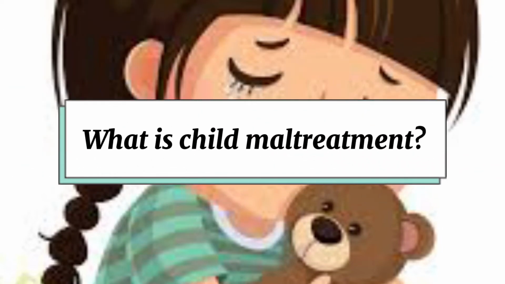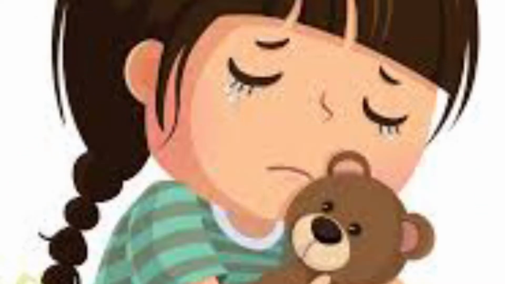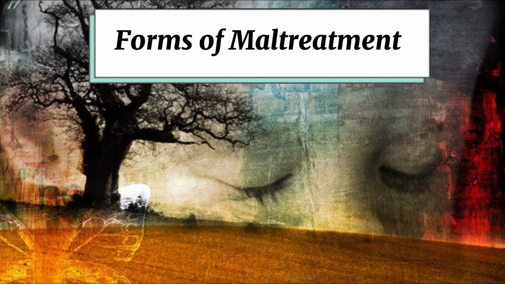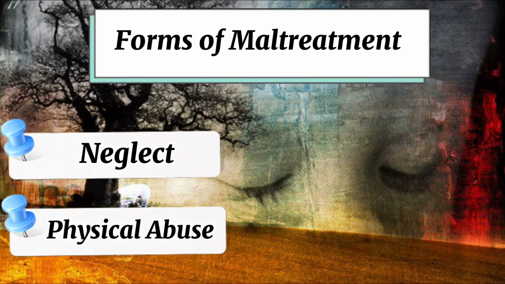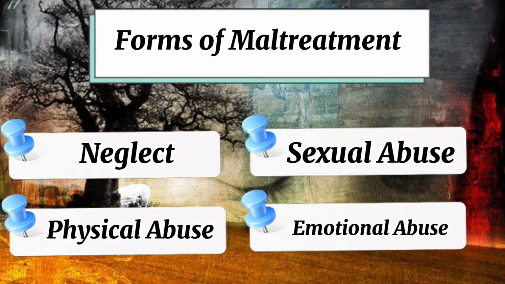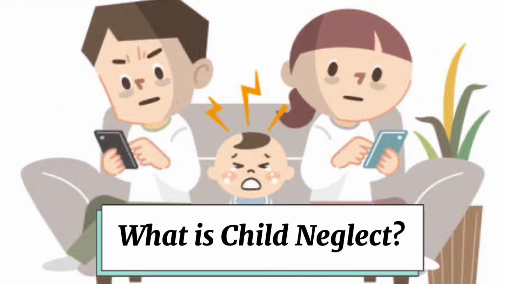What is child maltreatment? Child maltreatment is any type of abuse or neglect of a child or young person caused by inflicting harm or failing to prevent harm. There are 4 forms of maltreatment: neglect, physical abuse, sexual abuse, emotional abuse. Let's focus first on child neglect.